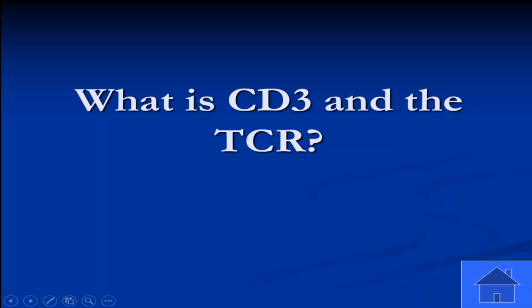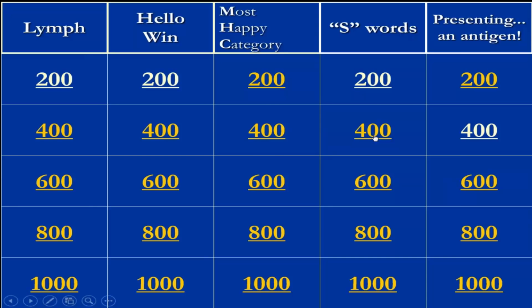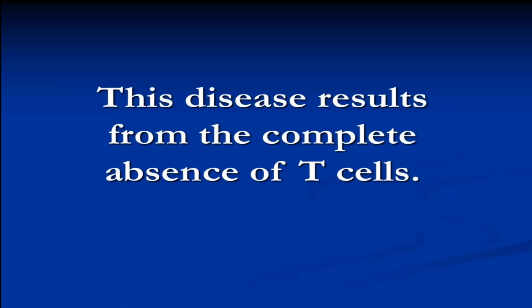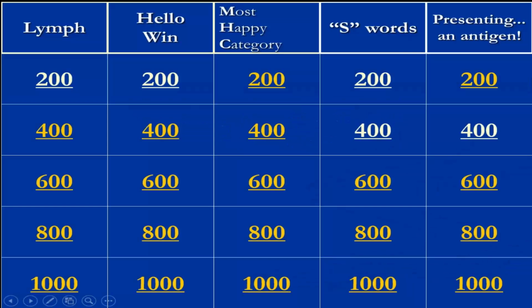S words for 400. This disease results from the complete absence of T cells. What is SCID? What are SCID kids?